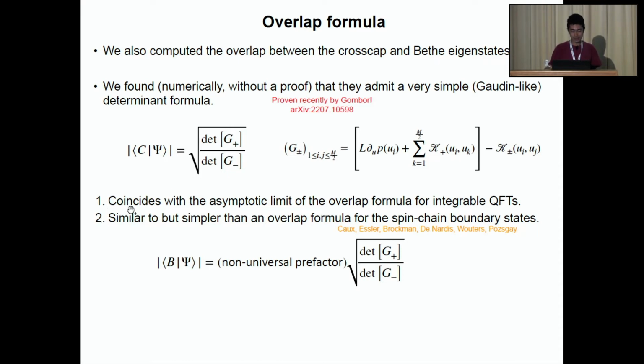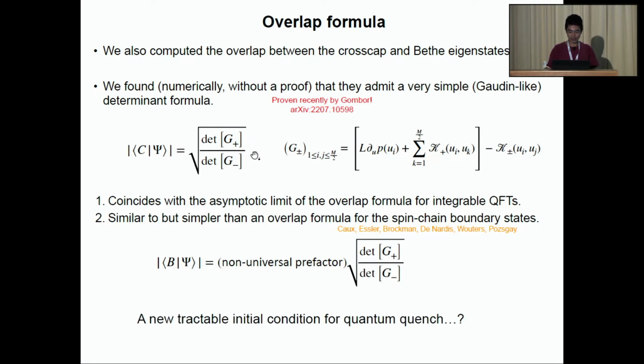And so as I mentioned, this coincides with the asymptotic limit of the overlap formula for integrable QFTs. And it's similar to, but simpler than, the overlap formula for the spin chain boundary states. And I should also mention that we didn't provide a proof of this formula, but it was proven very recently, actually last week, by Tamas in a very nice paper.